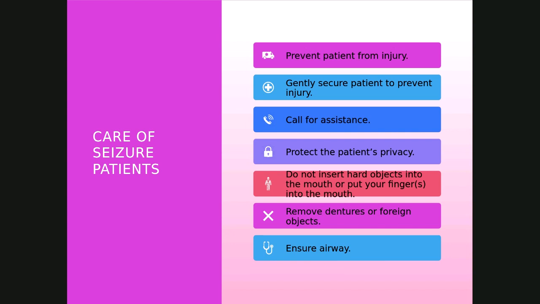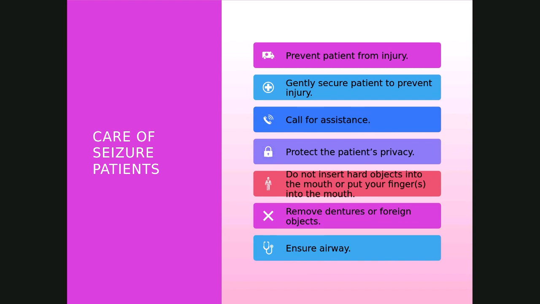How you care for the seizure patient, again, prevent them from injury if possible. As far as securing a patient, I would tell you don't. If you can have them sit on the floor or lie on the floor and put a pillow under their head, that would be ideal. But sometimes you don't even have that much of a time frame. Always call for assistance immediately. Protect the patient's privacy if at all possible.